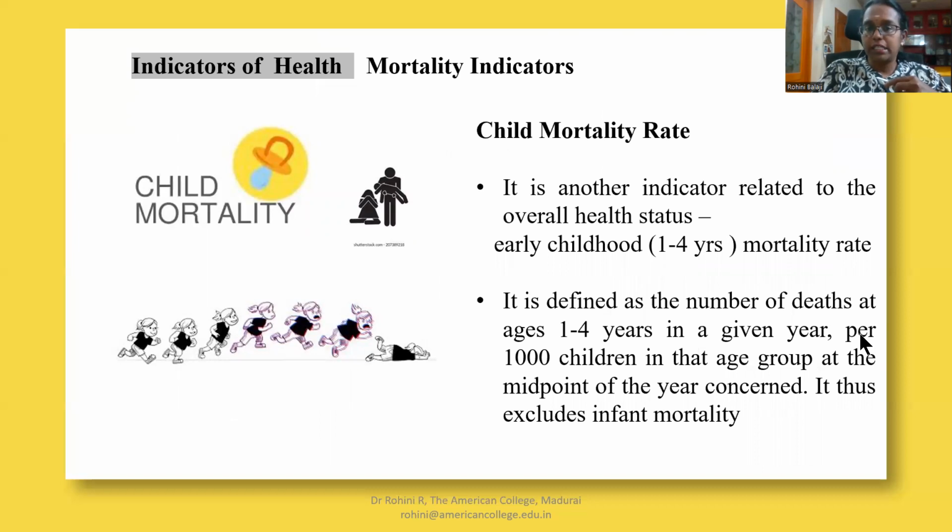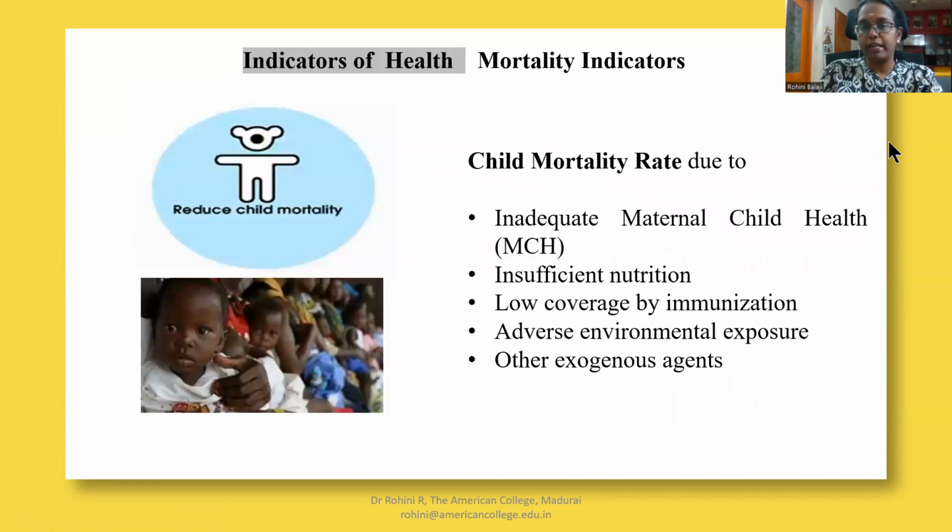The child mortality rate is another indicator related to overall health status, covering ages 1 to 4 years, which is early childhood. It is defined as the number of deaths at ages 1 to 4 years in a given year per 1,000 children in the age group at the midpoint of the year concerned. It excludes the infant mortality rate.